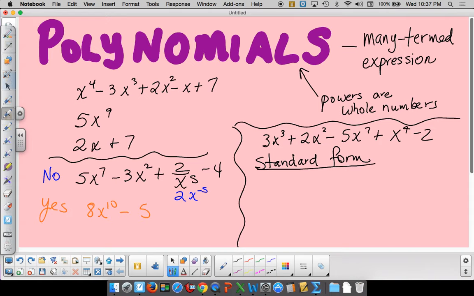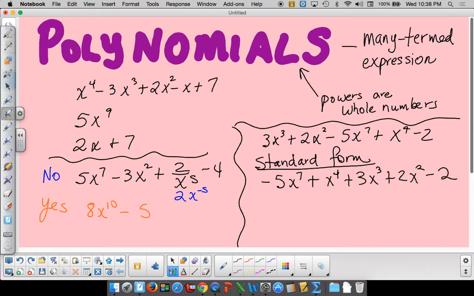So I would have to look through here and go, oh, the highest power is the x to the 7th. So it should start with negative 5x to the 7th. Then we have plus x to the 4th. Minus 3x cubed, or excuse me, plus 3x cubed, plus 2x squared, and then finally the minus 2. That would be standard form, going from highest power to lowest power.